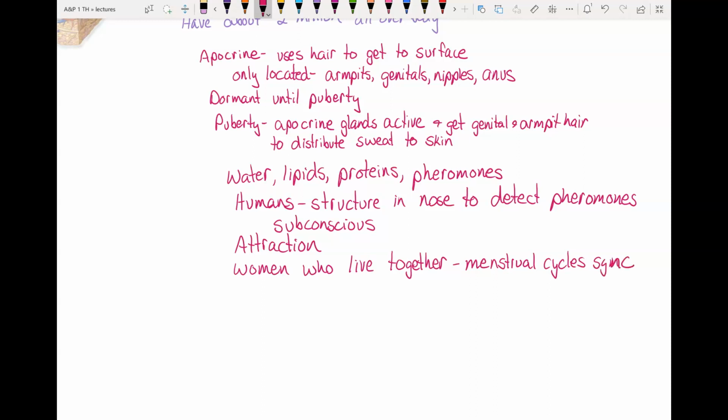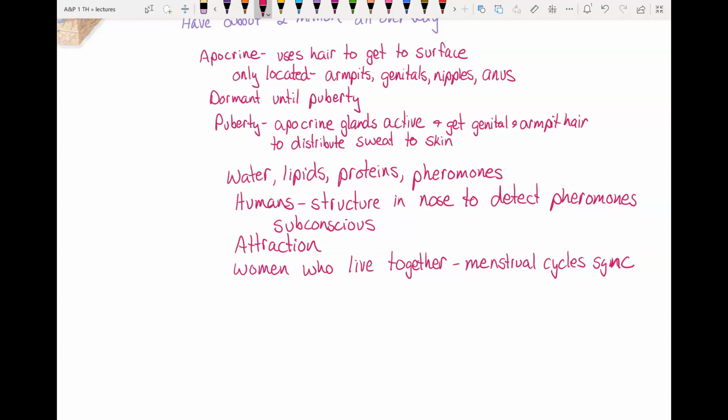This is because they're smelling each other's pheromones all the time. Now remember, it's not technically smell, but it's in your nose. So anyway, when women live together or spend a lot of time together, they're inhaling each other's pheromones all the time, and that will actually cause their menstrual cycles to synchronize with each other. So that's a pretty powerful impact from this.